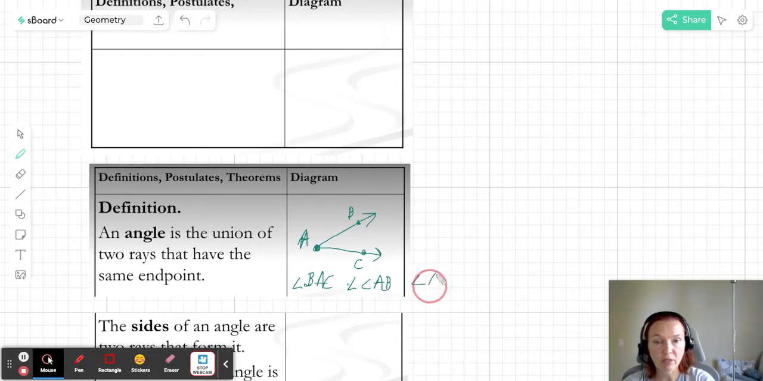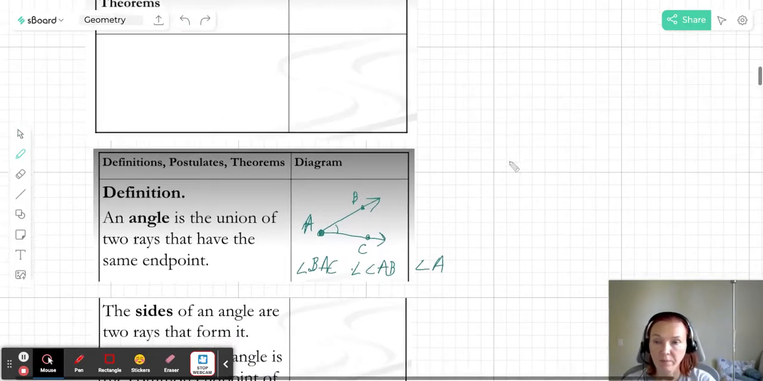I can also call it angle A if there are no other rays sticking out of there, so it's very clear, and we usually label it with a little arc. In some notations, you will see a little arc with a tick mark there. I'm not going to be using a tick mark. I'm just going to use a little arc, or two arcs if it's a different angle.